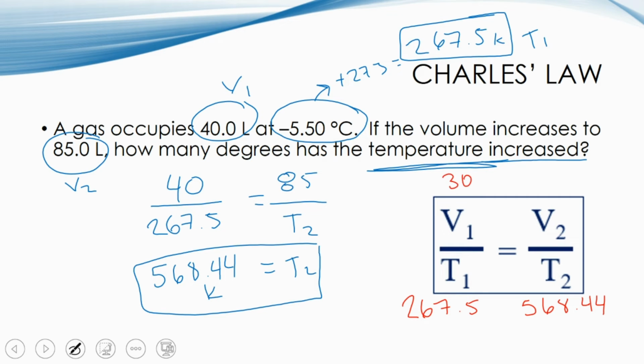out to be 300.94 degrees Kelvin, is by how much our temperature was increased. So it's important that we read the questions. Now let's move on to Boyle's law.